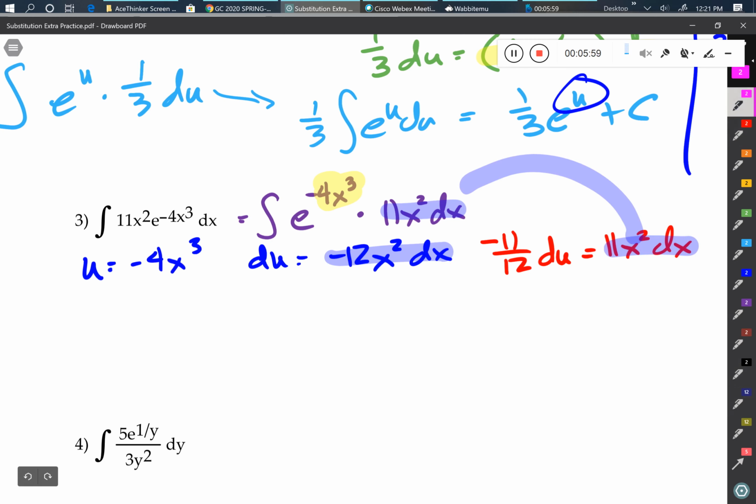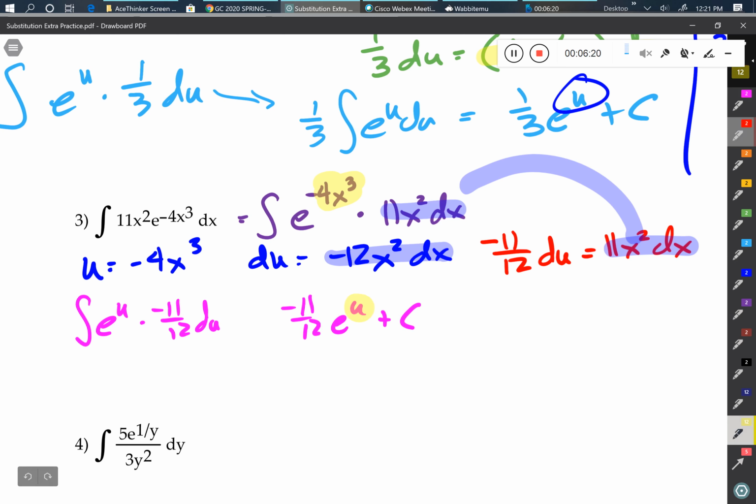My integral is going to turn into the integral of e to the u times negative 11 twelfths du. Pull the negative 11 twelfths out, and I get negative 11 twelfths e to the u plus c. Again, this is almost done, but I need to deal with that u. I need to do a back substitution, so then my final answer is going to be negative 11 twelfths e to the negative 4x cubed plus c.